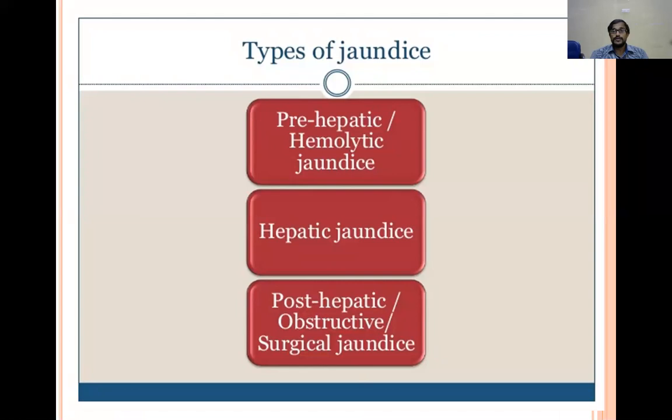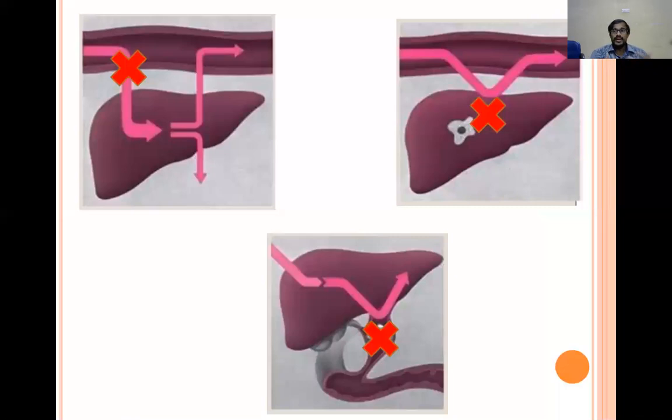We know there are different types of jaundice: pre-hepatic or hemolytic jaundice, hepatic or hepatocellular jaundice, and post-hepatic or obstructive jaundice. We had already seen the defects. In pre-hepatic or hemolytic jaundice, the defect is before entering the liver, so unconjugated bilirubin will be increased. Here the defect is excess production of bilirubin by lysis. This is generally seen in malaria or fever.